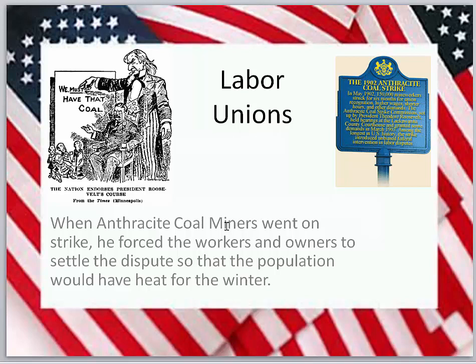Because coal miners provide heat for the people, Theodore Roosevelt made it known that he would not accept any delay in the population having heat. So he forced the workers and the owners to negotiate and said that if we do not settle this dispute, I am going to take over the mines to make sure that the people have heat. Some historians believe that Theodore Roosevelt was more on the side of the people, as evidenced by his handling of the anthracite coal miner strike.